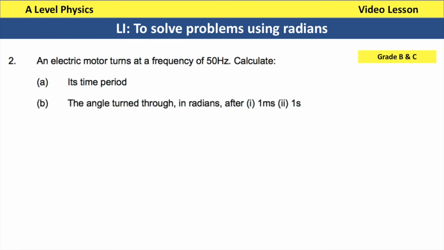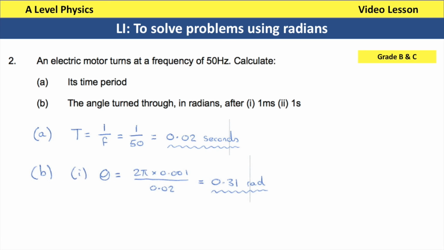Question 2. An electric motor turns at a frequency of 50 Hz. Calculate the time period. Well, we know that frequency is 1 over time period, so time period is also 1 over frequency, so we do 1 over 50, which comes out as 0.02 seconds. Then for part B, we want to work out the angle that it turns through in radians after 1 millisecond. So to do that, we're going to use theta is 2 pi t over T. 1 millisecond is, of course, 0.001 seconds. The time period we've just worked out is 0.02, so that gives us an angular displacement of 0.31 radians.